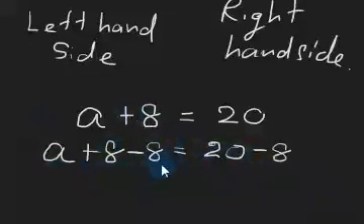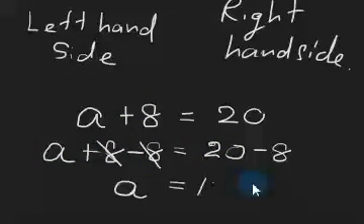Again, both sides equal. Here, plus 8 minus 8 set off. Then, we achieve what we want. Here, a is isolated. 20 minus 8, 12. Therefore, the solution which satisfies this equation is 12.